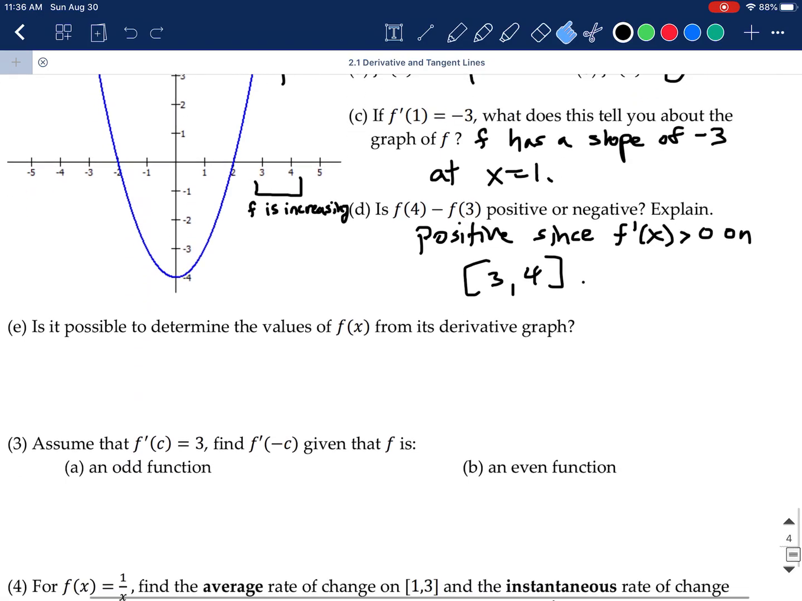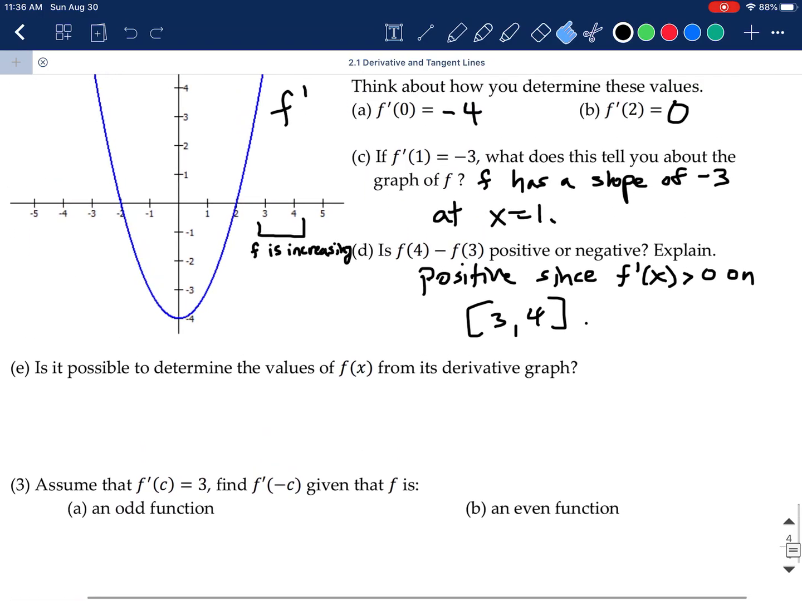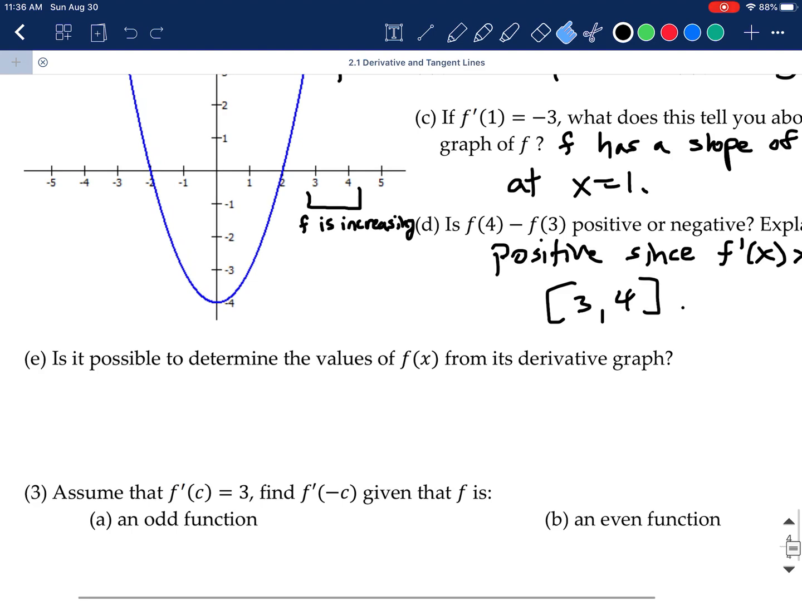All right, and then we've got some, oh, sorry, we have a fifth point here. Is it possible to determine the values of f from its derivative graph? And the answer to that is no, right?